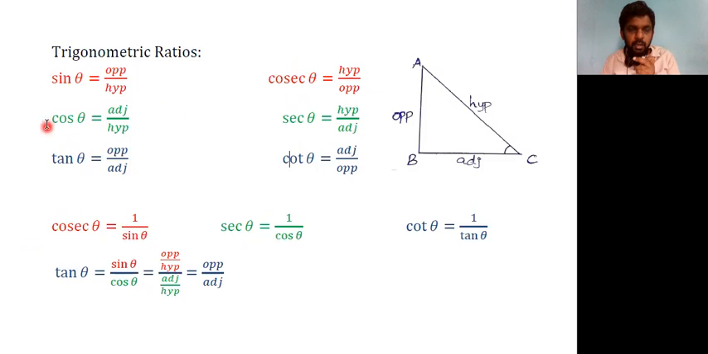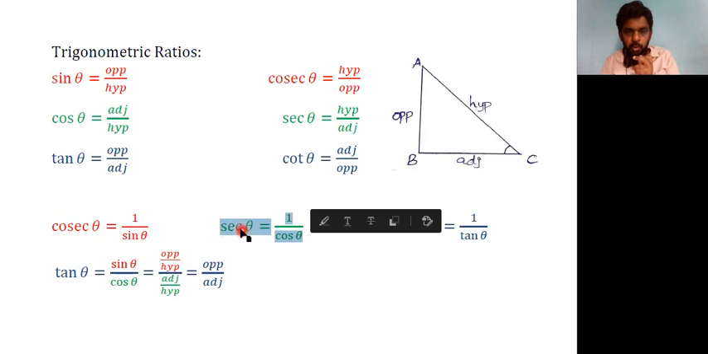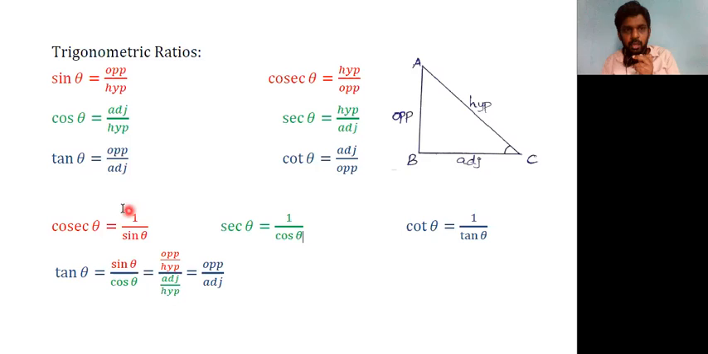So similarly, cos theta is equal to adjacent by hypotenuse, whereas secant theta is given by hypotenuse by adjacent. So both are reciprocals of each other. So secant theta is equal to 1 by cos theta, or cos theta is equal to 1 by secant theta, both are same. And tan theta is equal to opposite by adjacent, and cot theta is equal to adjacent divided by opposite. Again, you can see the relation between tan and cot. So cot theta is equal to 1 by tan theta, or tan theta is equal to 1 by cot theta.